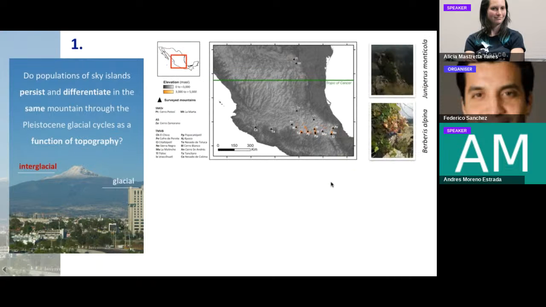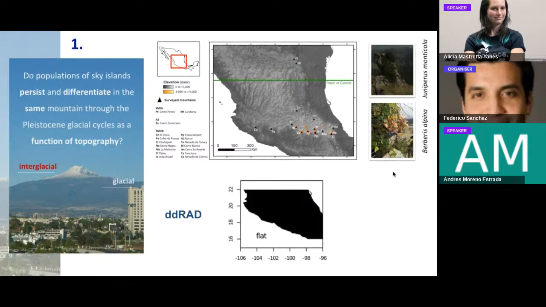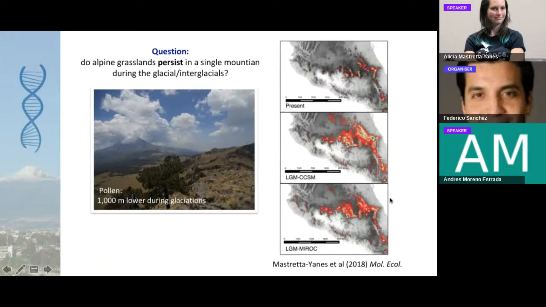Okay, to test for this with real data, I sampled all these mountain peaks looking for Juniperus monticola and Berberis alpina, which are two shrubs that grow at high elevation altitudes. And I developed a double-digest RAD sequencing dataset. And we tested this in a spatially explicit manner using both geographic distances and effective distances, considering either a flat landscape or the distribution of the species at different altitudes or with different models.